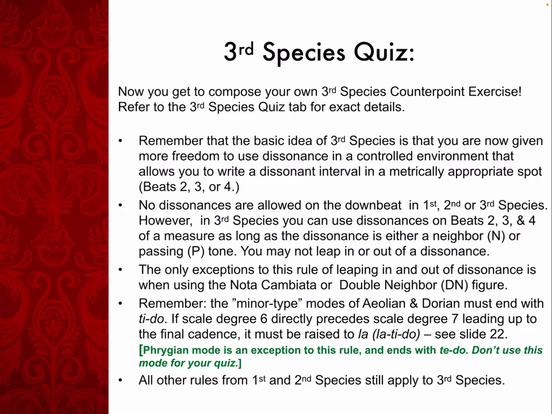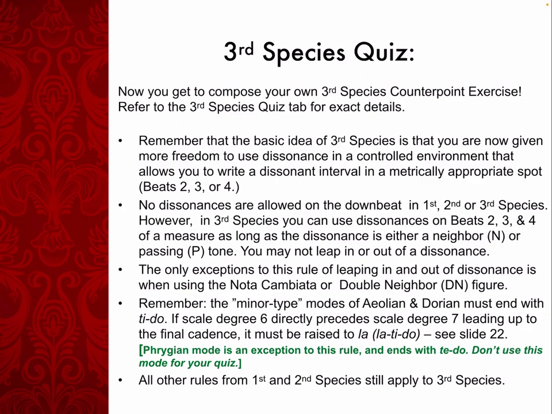Now, remember that the basic idea of third species is that you are now given more freedom to use dissonance in a controlled environment. And this allows you to write a dissonant interval in a metrically appropriate spot. We're talking about beats 2, 3, and 4. Now remember that no dissonances are ever allowed on the downbeat in first, second, or third species. However, in third species, you can use dissonances on beats 2, 3, and 4 of a measure as long as the dissonance is either a neighbor or a passing tone. You may not leap in or out of a dissonance.